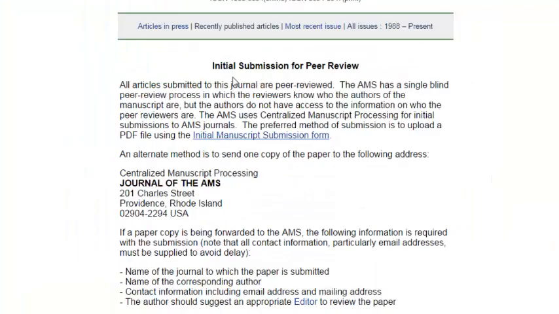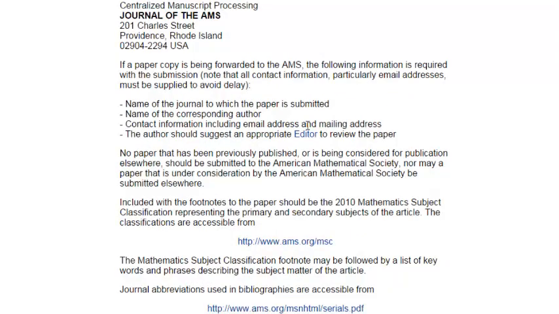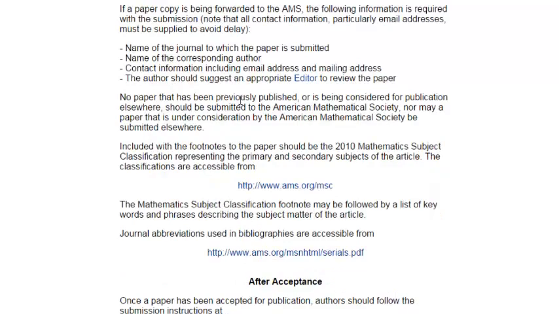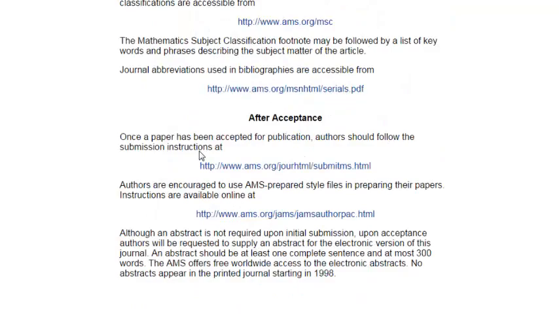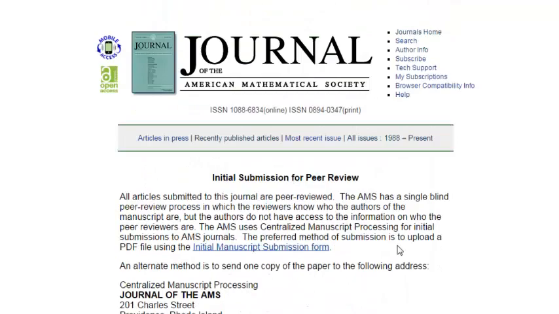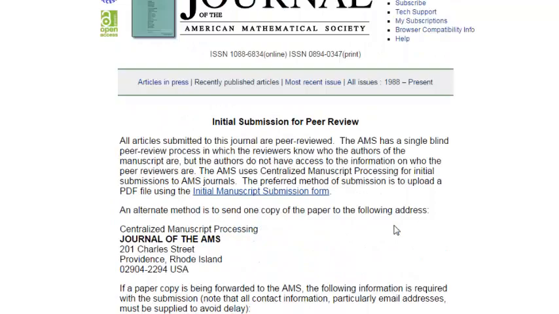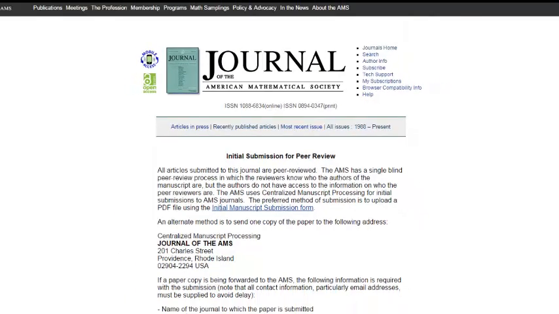So here we go. There's a submission for peer review, so we know this one is peer reviewed. It describes what kind of peer review, who knows what about the peer review, and what that process looks like. And then it goes on to talk about requirements for the paper, what sort of footnotes should be used, and the process that it goes through when it is accepted for publication. So that's not super detailed information, but there is some good information there.